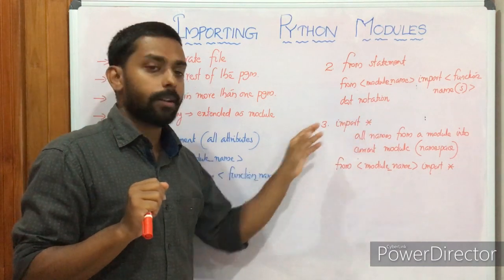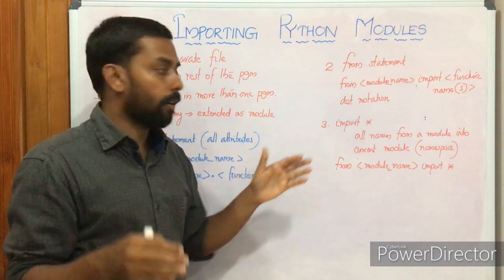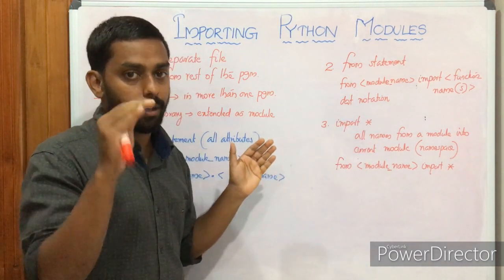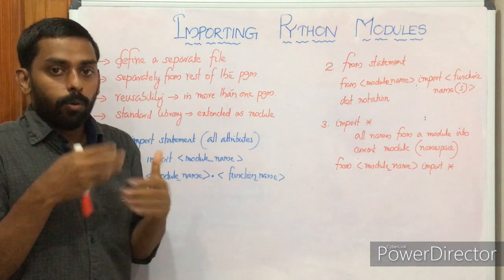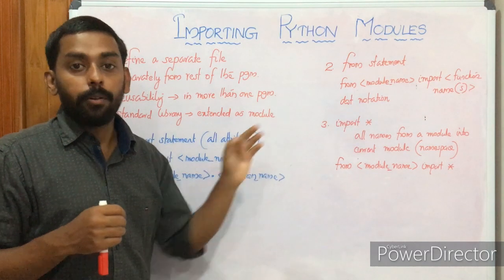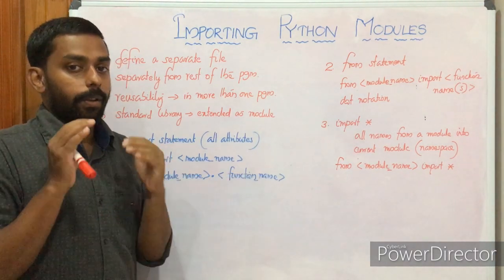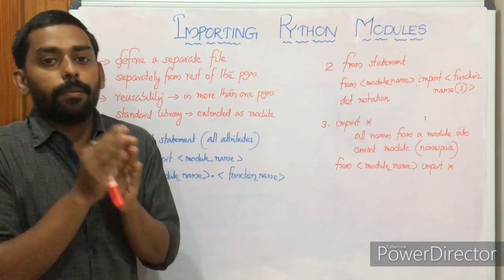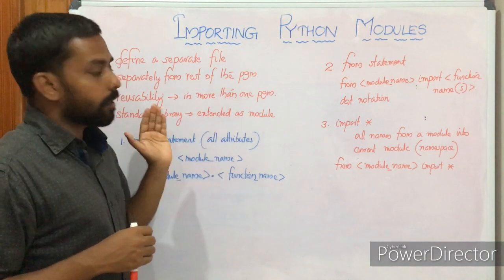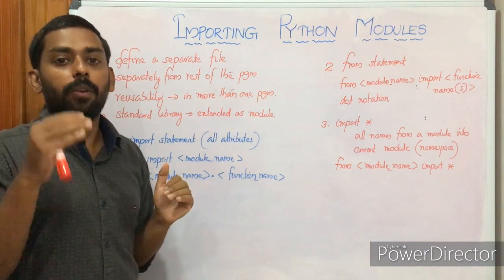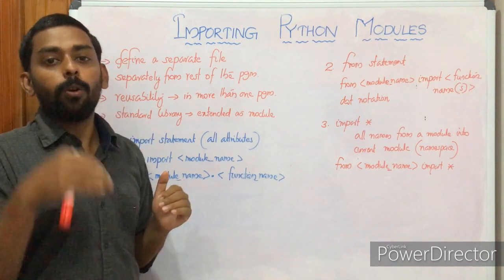Okay, then import star, which imports all the names from a module into the current working module. That's what namespaces are, and it follows from module name import star, and we do not need any dot notation or anything else. We can access the functions available in the module directly. Okay, we will be seeing it. So this is how we can import the functionalities of a module into our program.